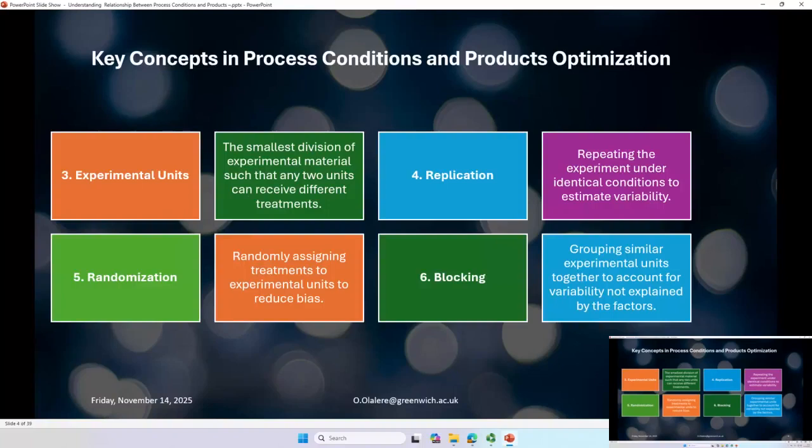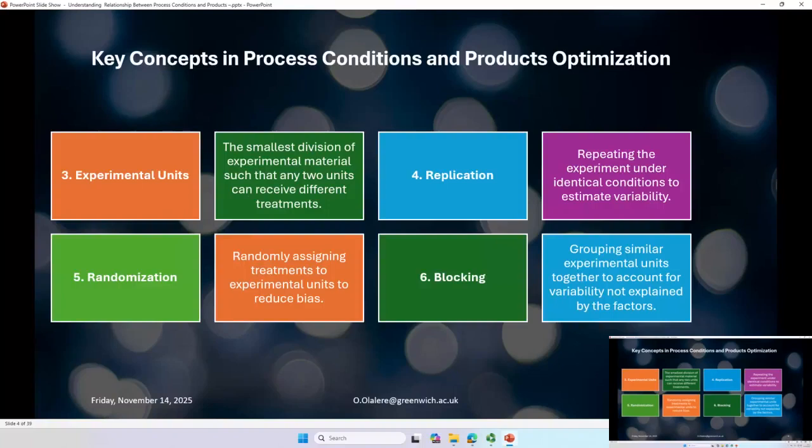Replication is that instead of conducting the experiment once, you can do it 2 or 3 times. In case the first one you did is not correct, maybe there is a particular variation, you can use the same factor, the same row, the same parameters. You do it 3 times just to be sure that the responses you are getting are the correct response. That's what we call replication. That is repeating experiments under identical conditions to estimate variability. That is a variation.